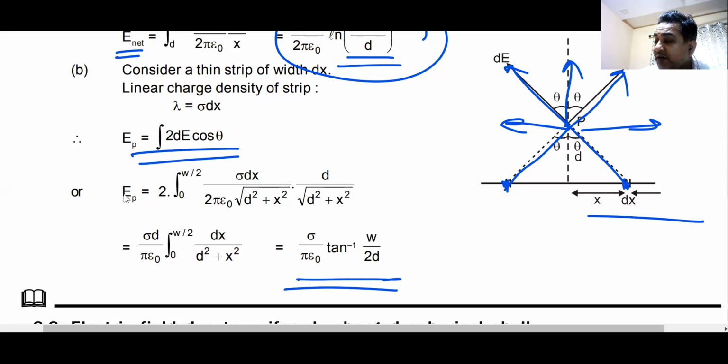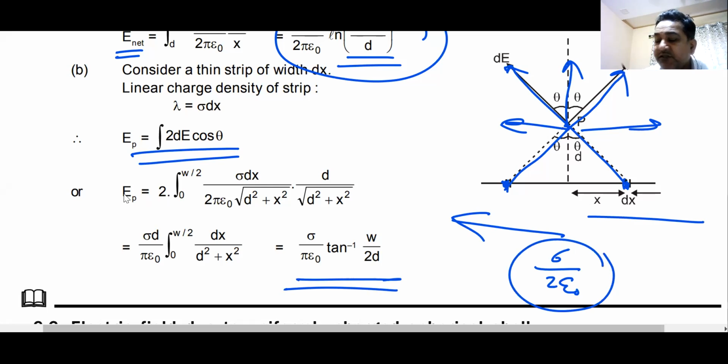If this sheet also becomes infinite in this direction, your answer will again reduce to sigma by 2 epsilon naught. You can check this when you have time. Because if it becomes infinite in this dimension and infinite in this dimension, it becomes an infinite sheet. And for an infinite sheet, the answer is always sigma by 2 epsilon naught.